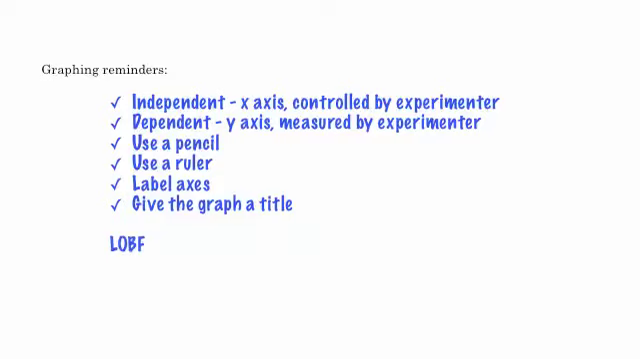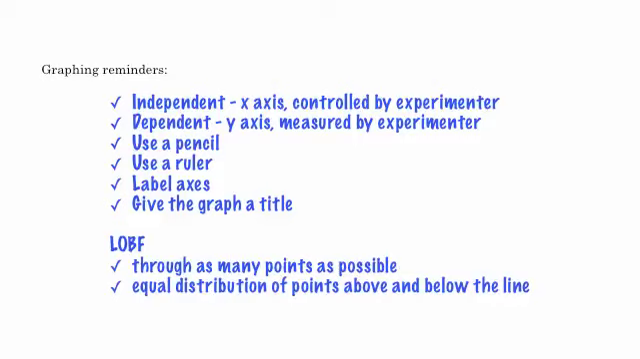Remember that the line of best fit, the LOBF, must go through as many points as possible. So when we're trying to line up a line of best fit, it's got to go through as many points as possible. And the second thing is there should be an equal distribution of points both above and below the line.